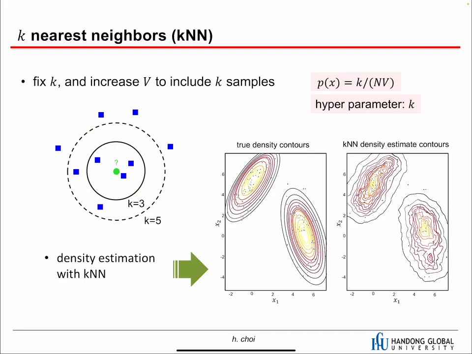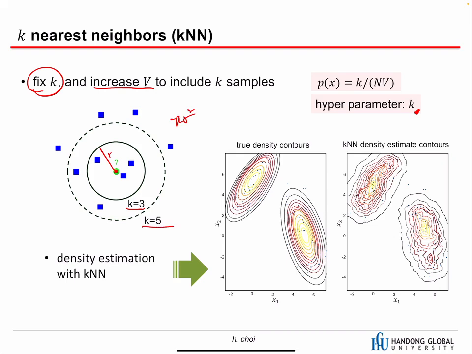And the next one is k nearest neighbors. In this, we fix k, and then we control the volume to include k samples. The k is a hyperparameter here. So let's assume that k is 3. Then to estimate the probability at these locations, we have to increase the volume to include 3 samples. So this is our volume. This is the radius, and then the volume is pi r squared.